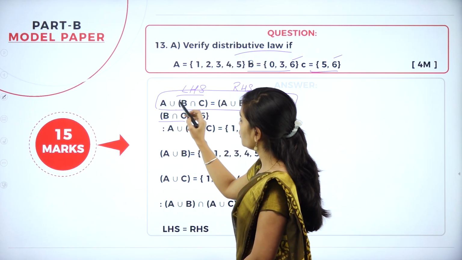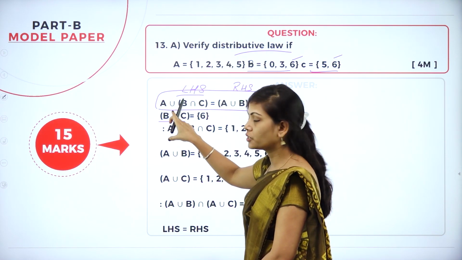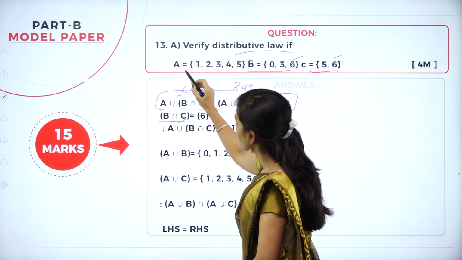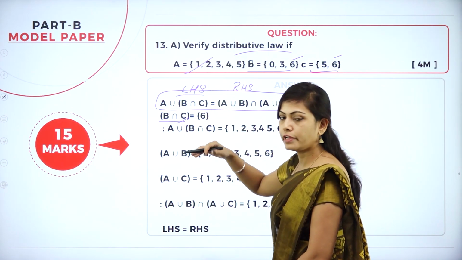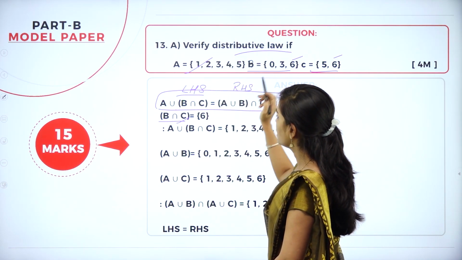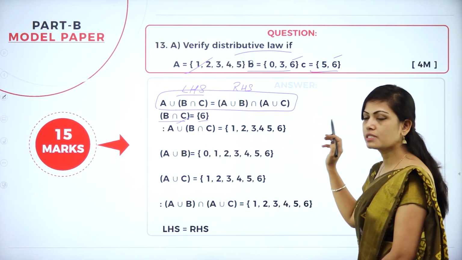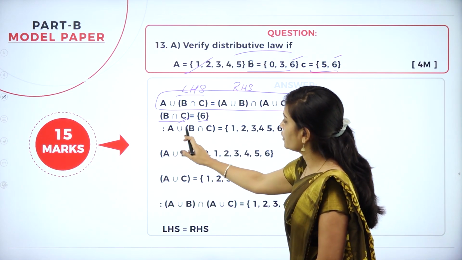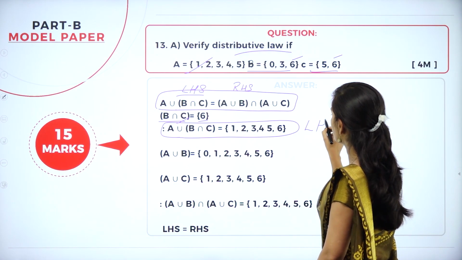And next is A union (B intersection C). You have to use the union operation for this B intersection C and for set A. Union means merging of elements. So 1, 2, 3, 4, 5, and here you have 6. So what is the answer? 1, 2, 3, 4, 5, 6 is the answer for A union (B intersection C). Clear? This is your LHS.